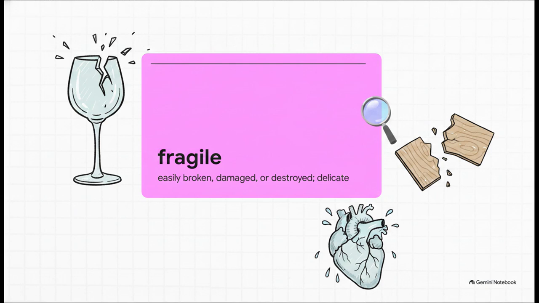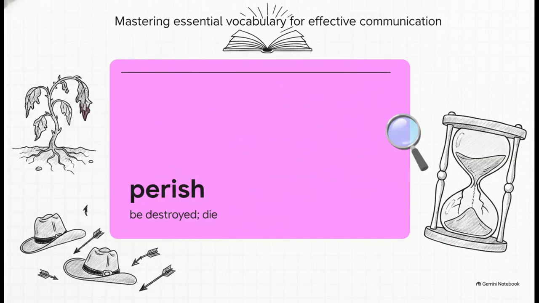Now, we usually think of expensive glassware as being very fragile. But it's not just glass. Things made out of plywood also have a tendency to be fragile. It's a word that perfectly communicates a state of physical or even emotional delicacy. Now, if something fragile is left totally unprotected, it may perish, meaning to be destroyed or to die.